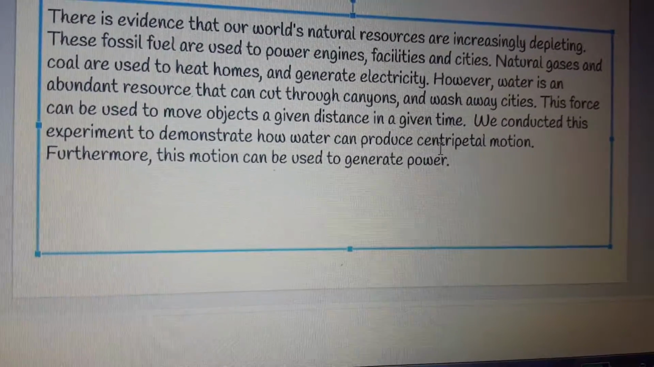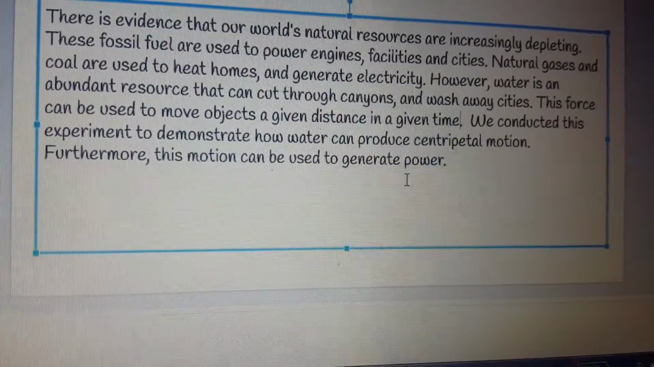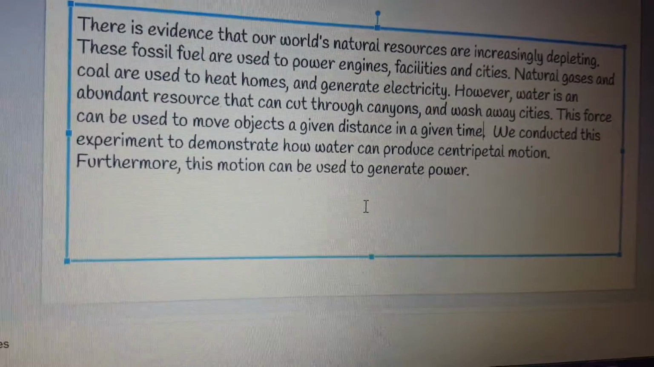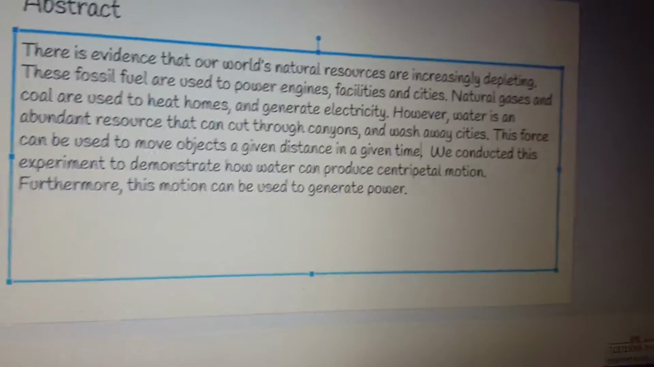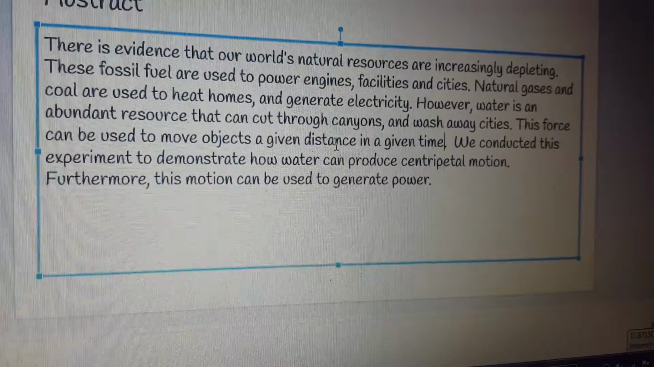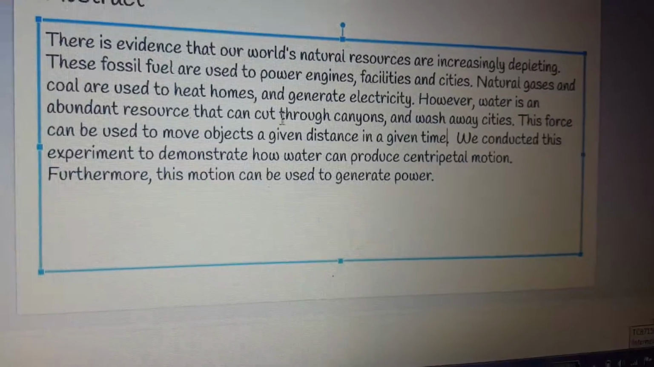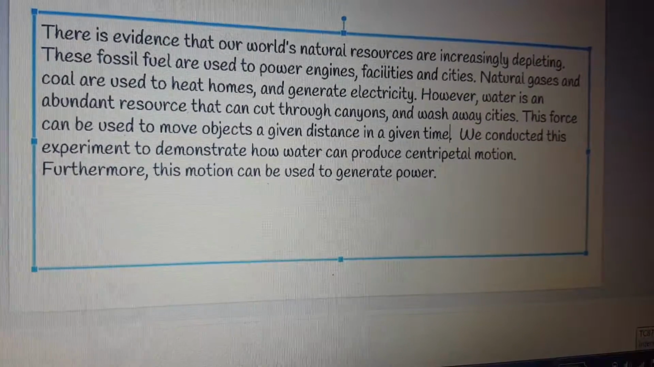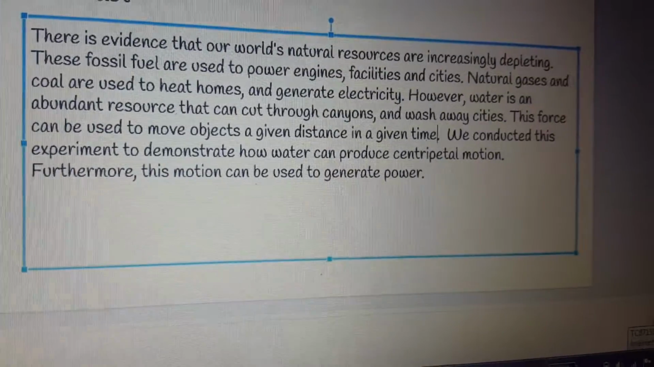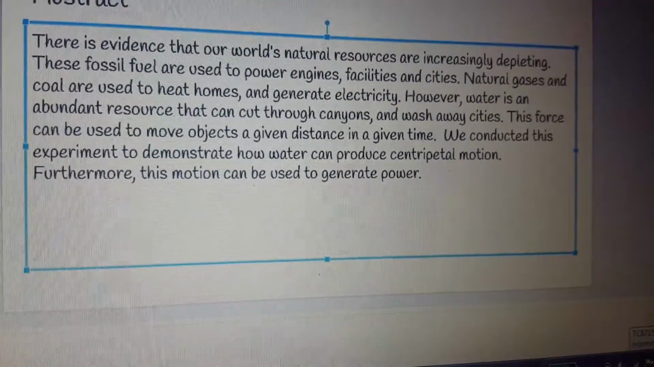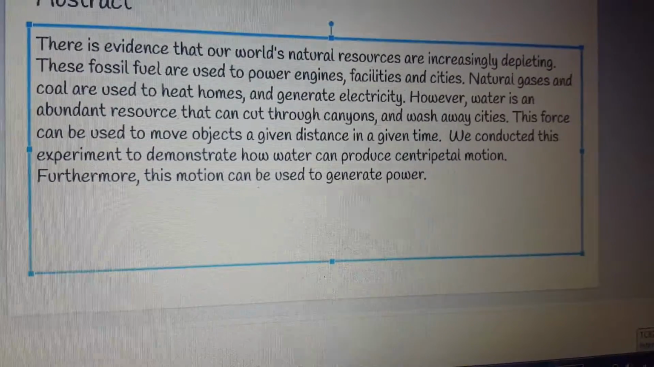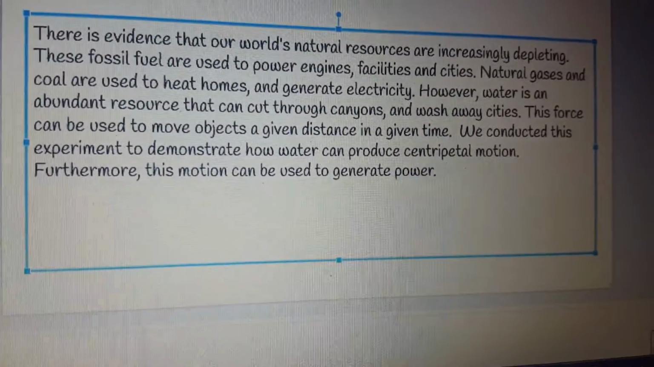But let's just stick to the beautiful word centripetal. Furthermore, this motion can be used to generate power. Okay, this is not perfect. I'm just trying to give you a general idea of what you should be putting in all of your paragraphs. You should be adding the word force, distance, and time. So it brings people back to the fact that you're talking about generating power.